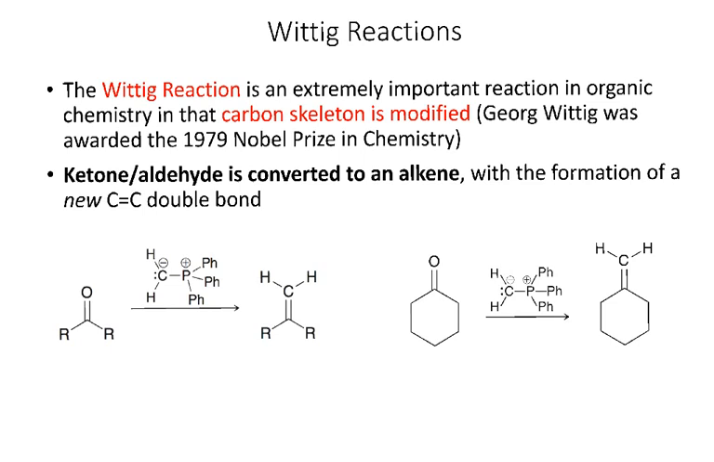Essentially what happens in the Wittig reaction is we convert an aldehyde or a ketone into a new carbon-carbon double bond. And it doesn't just have to be a CH2 group. We can have other alkyl groups and other groups coming off of the carbon atom.